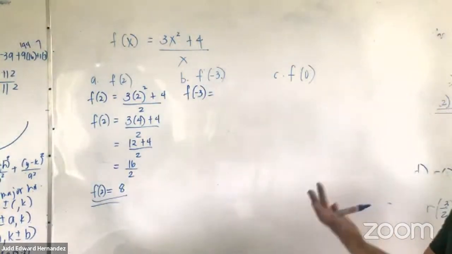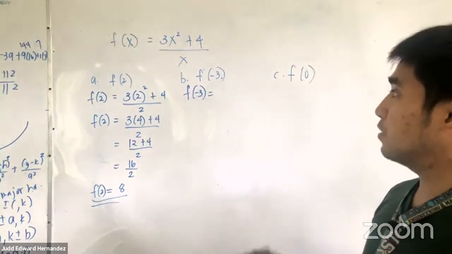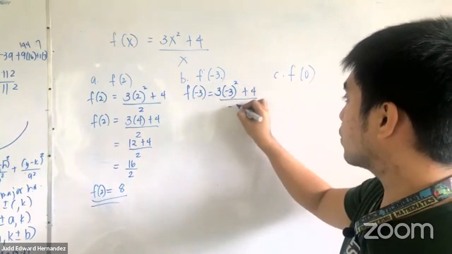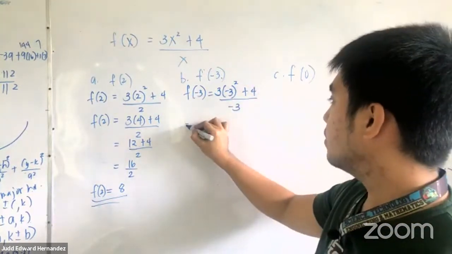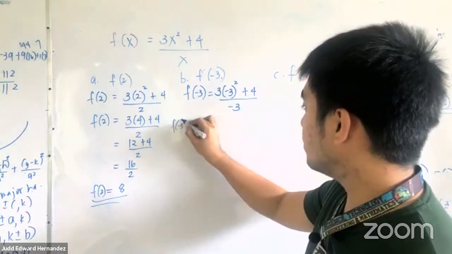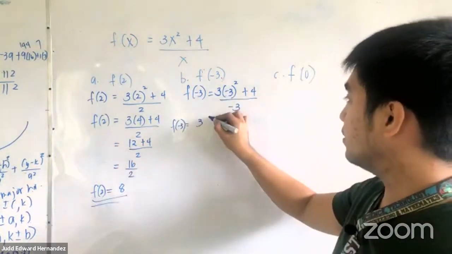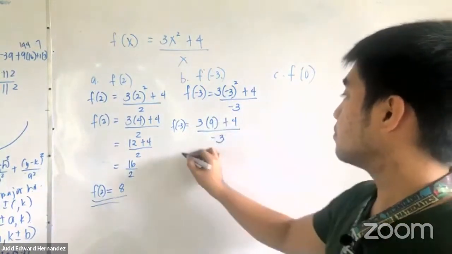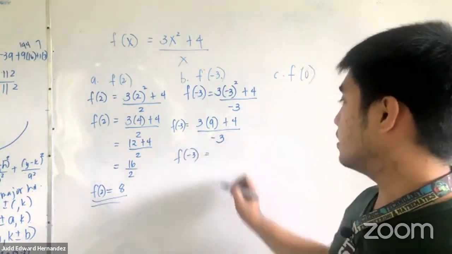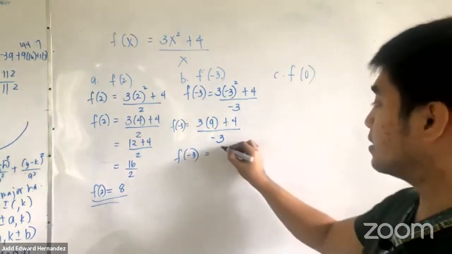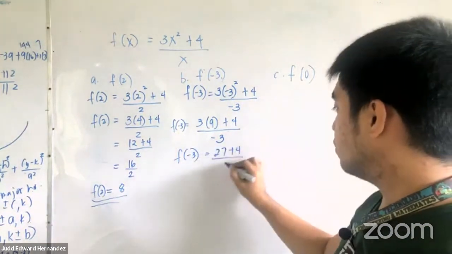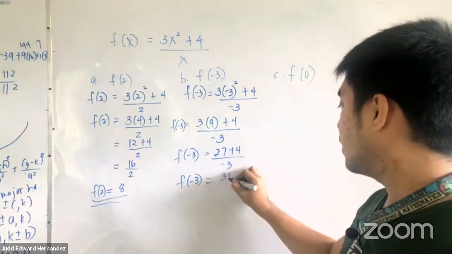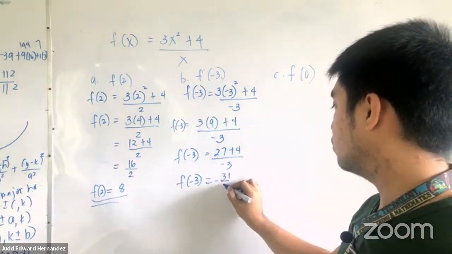Again, we need to replace all the values of x by -3. We'll be having 3 times -3 squared plus 4 over -3. So f of -3 is equal to 3 times -3 squared, that is 9, plus 4 over -3. F of -3 now is equal to 3 times 9, that is 27, plus 4 over -3. Therefore, f of -3 is equal to -31 over 3.